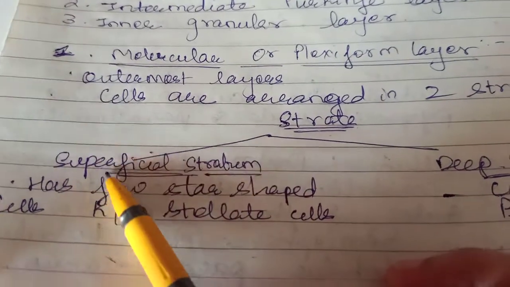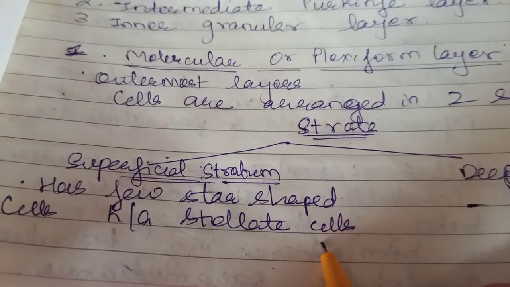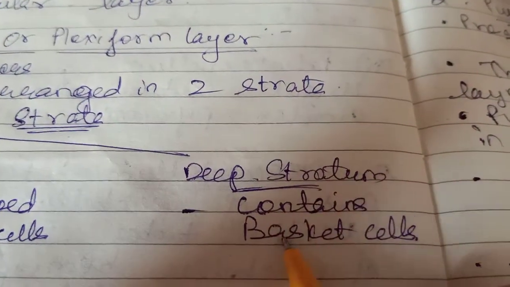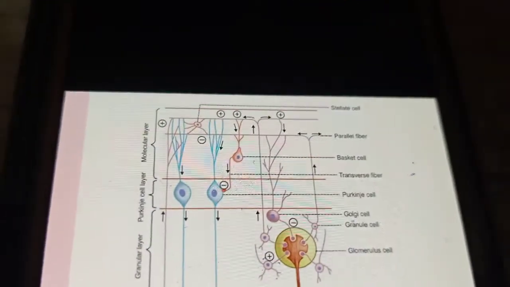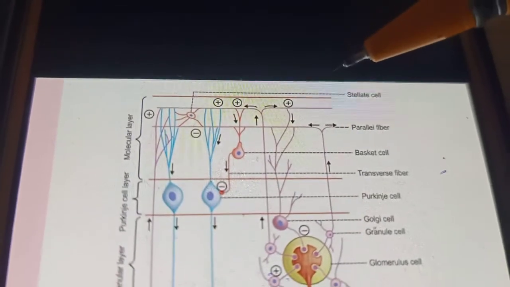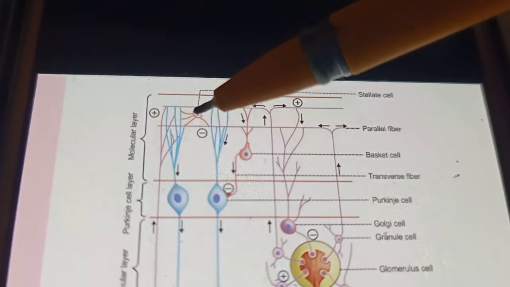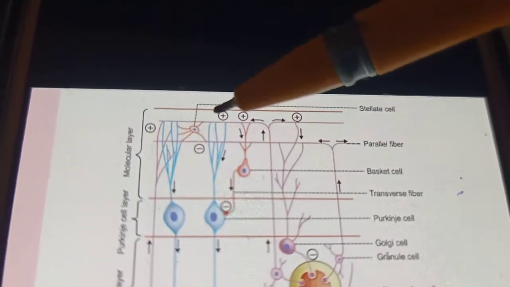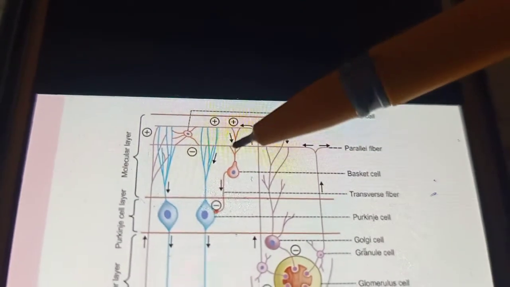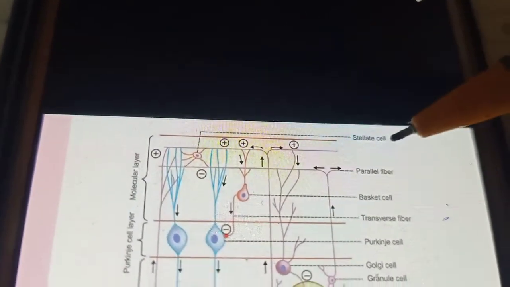Now the superficial stratum consists of star-shaped cells which are known as stellate cells, and the deep stratum contains basket cells. So now this is the outer molecular layer of the grey matter. It consists of two strata, superficial and deep. You can see this superficial stratum consists of star-shaped stellate cells, and the deep stratum consists of basket cells. Okay, so this is the molecular layer consisting of the stellate cells and the basket cells. Okay, now we'll proceed further.